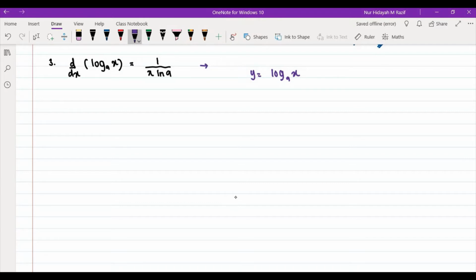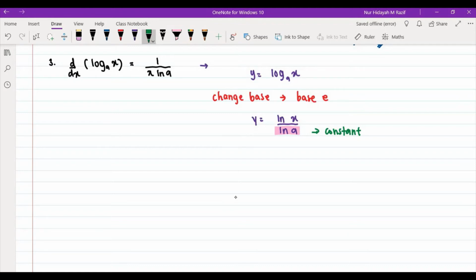But if you can't remember that one, then what we are going to do is change our base. So let's change into base e, because if we use base e, then that becomes natural log. So your y will now become y is equal to ln x divided by ln a. For anyone who can't follow, you can try using the formula for changing base, and this is what you will get. Now, take note that ln a in our denominator is just a constant, because ln of a number is always a constant.